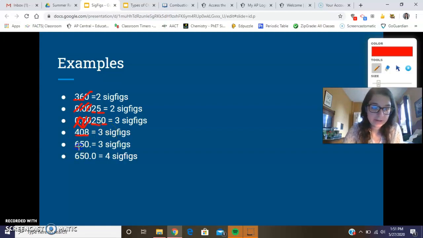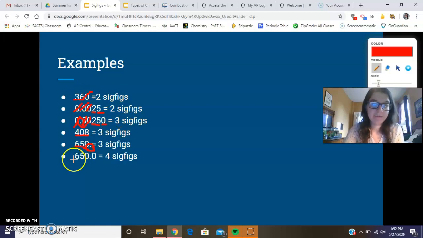Here I have a non-zero, and then a 0 following the non-zero. A 0 following a non-zero is only significant if there is a decimal place somewhere in the number. Since there is that little decimal place right there, this is significant and we have 3 sig figs. Different than this 360, because this does not have a decimal place.